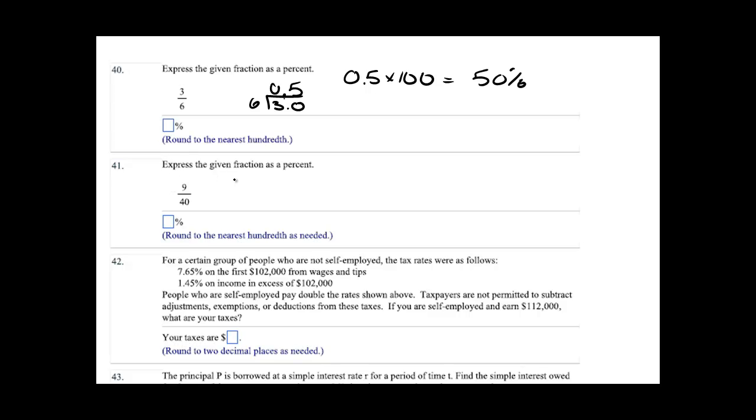Given the express the given fraction as a percent, so x over 100 equals 9 over 40. We can cross multiply and then divide. So 100 times 9 is going to give us 900 equals x times 40 gives us 40x. Divide both sides by 40. And whenever we do, we're going to get 22.5%.